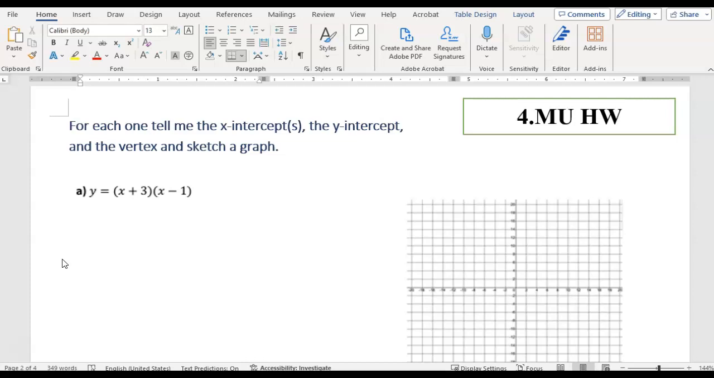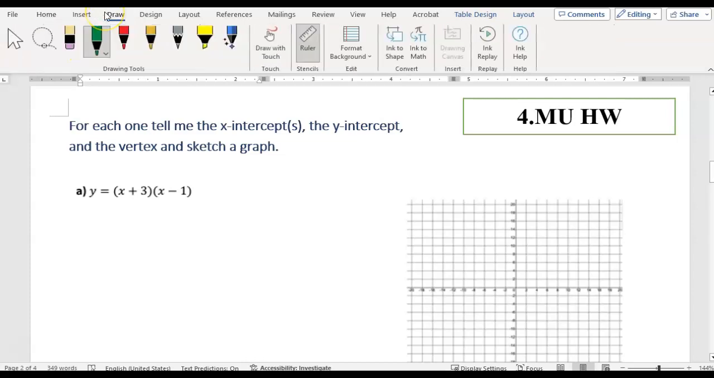So this first question is asking you to figure out what the x-intercepts or the zeros are, the y-intercept and the vertex, and sketch a graph. Okay, so we are going to start by looking at our x-intercepts.